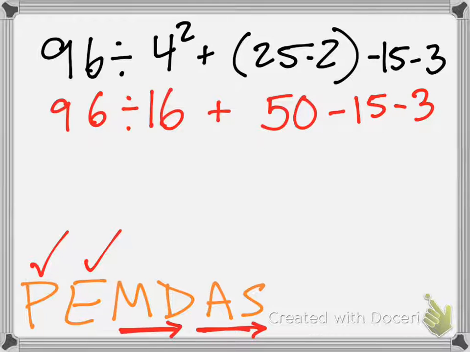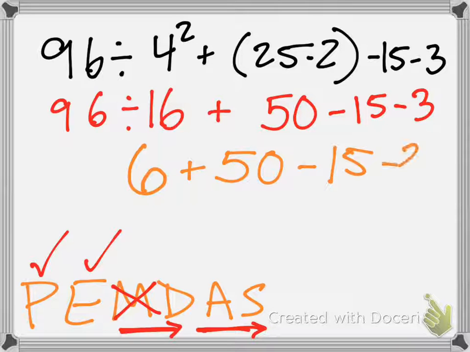I like to solve as we bring it down. Do we have any multiplication in this problem at all? Yeah, we don't have any multiplication. Do we have any division in this problem? Yes, Daniel, what do we need to do? Perfect, we divide 96 by 16, we get 6. Then, because we're super fancy, we have 6 plus 50 minus 15 minus 3.